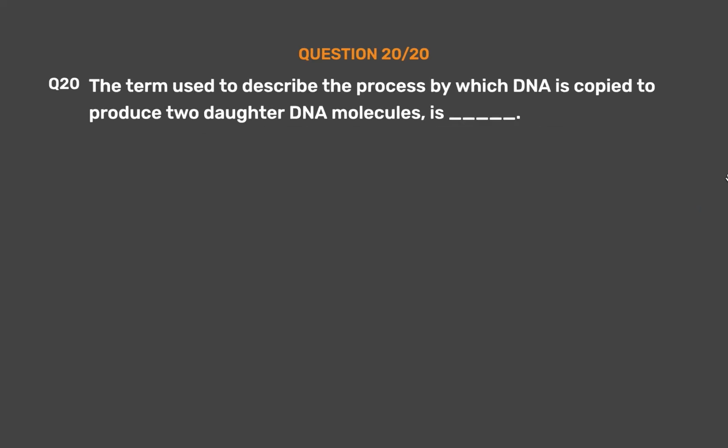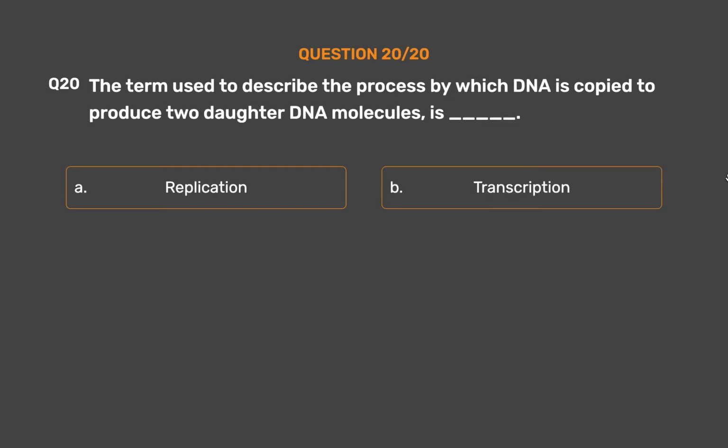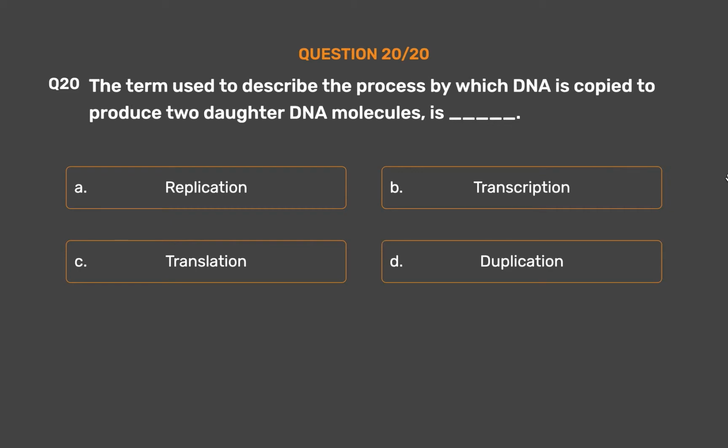Question number 20. The term used to describe the process by which DNA is copied to produce two identical DNA molecules is underscore. Option A. Replication. Option B. Transcription. Option C. Translation. Option D. Duplication.